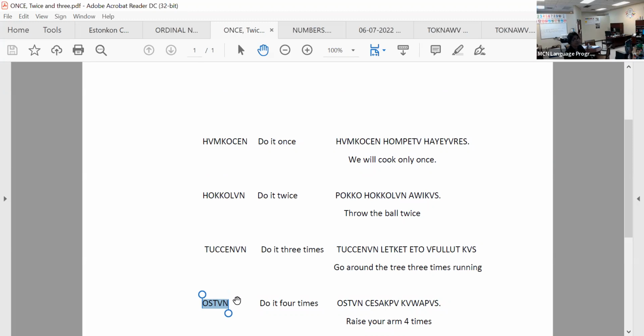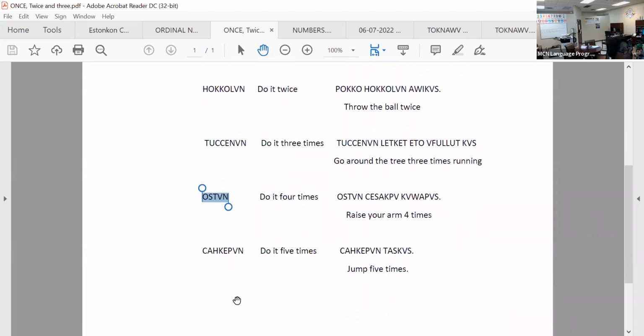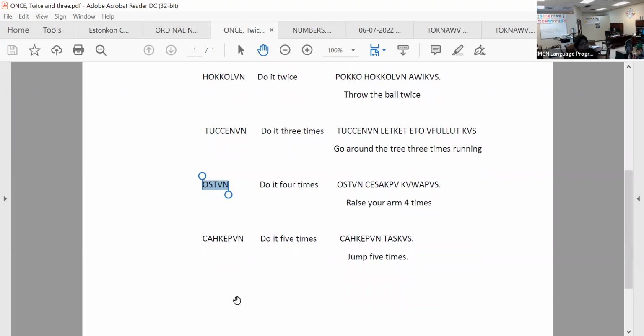Hamgojan means do it once. Do it twice, hokolan. Do it 3 times, tuchinan. Do it 4 times, ustan. Do it 5 times, jakiban. See? And you can go higher in this, but we usually don't go higher than 4 in our world. In the Mvskoke world, 4 is our most important number. 4, ostan. Osti is the number that we usually, as Mvskoke people, do.